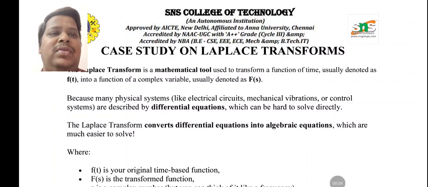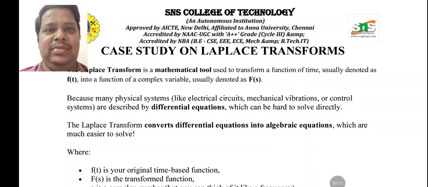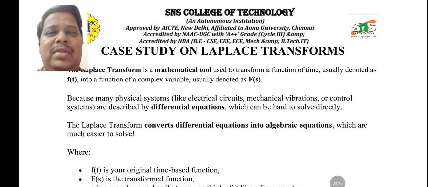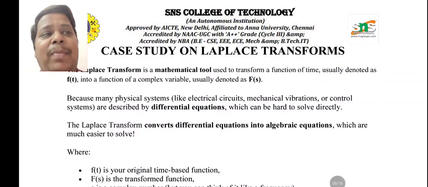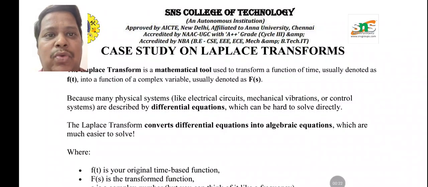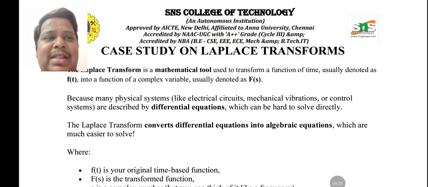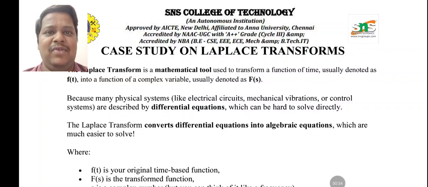Today we are going to discuss a case study on Laplace transform. Laplace transform is a mathematical tool used to transform a function of time, usually denoted as f of t, into a function of a complex variable, usually denoted as F of s.